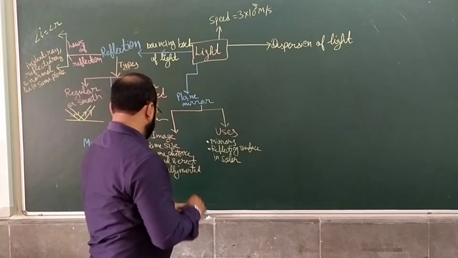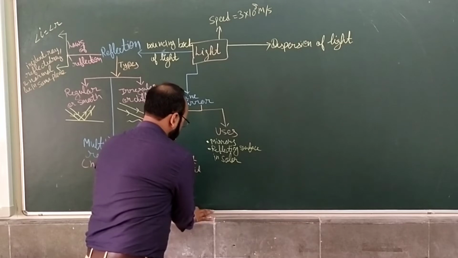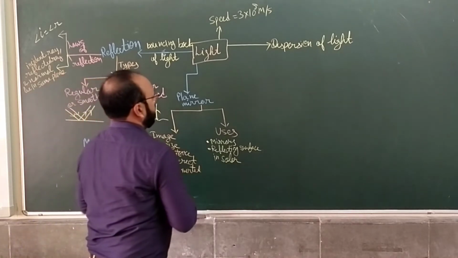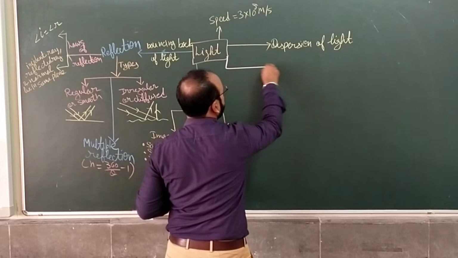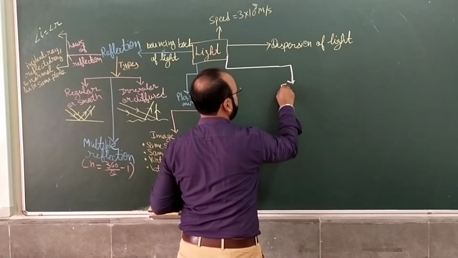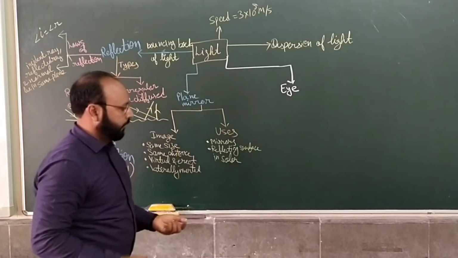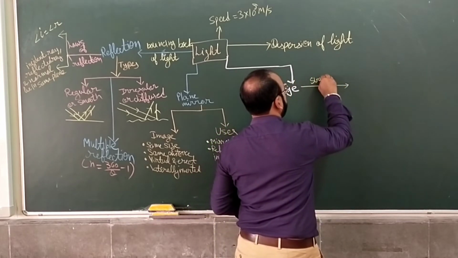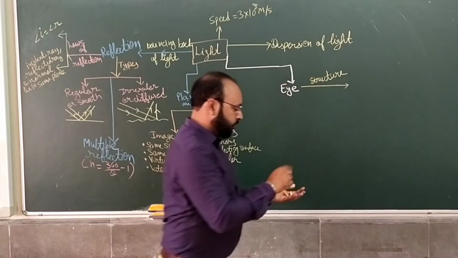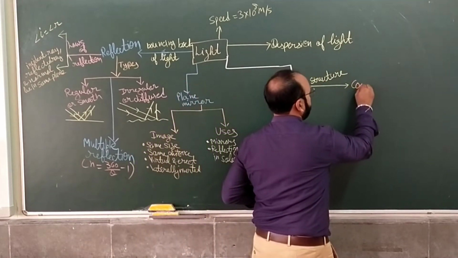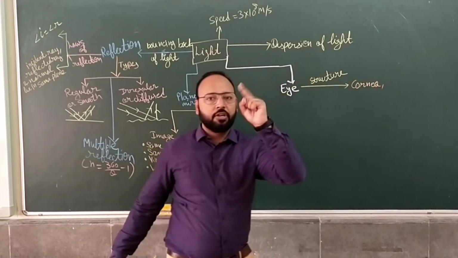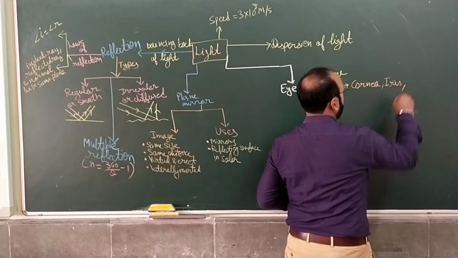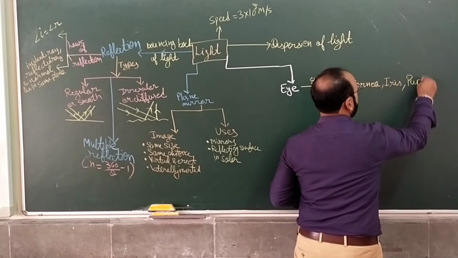Fine. Now, last but not the least, the most delicate and important organ, that is the eye. In the eye we have discussed the structure. If you remember, in structure we have studied different parts. One is cornea. Cornea is the front outward bulging part. Then iris. Then pupil.